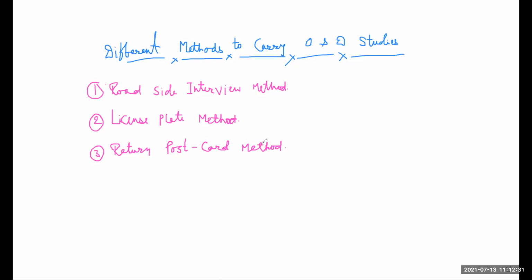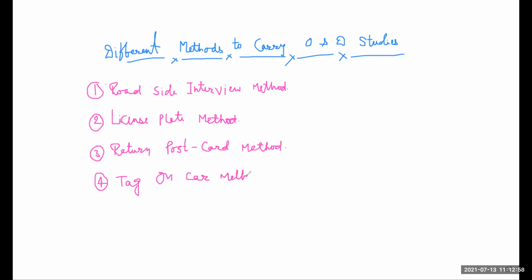Next is your tag on car method. Fourth is your tag on car method. So we just fix a tag on the car and we get our origin and destination study. So these are all methods for your origin and destination study, and all these methods are asked in various examinations. So keep all these methods in your mind.